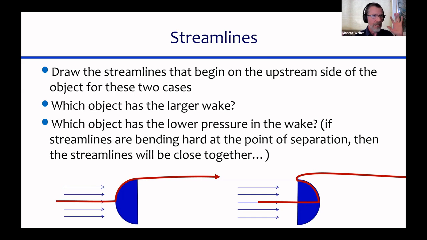Are you on board with that? That makes sense? And it's because a streamline can't just take a sharp turn. It has to bend slowly.